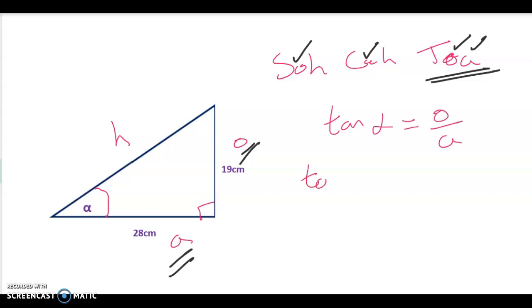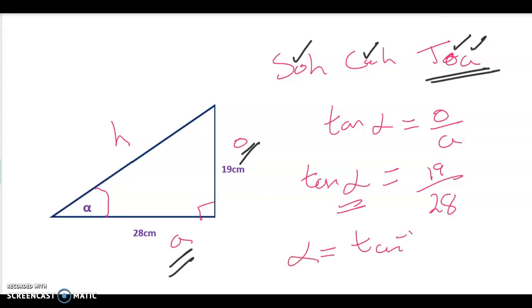Substitute everything in. So tan of alpha, which we don't have, is equal to opposite, which is 19, and adjacent, which is 28. And as with the sine and the cosine, to get alpha on its own, we have to do our inverse. So alpha is equal to tan inverse of 19 over 28. Remember, to get your inverse, you use the shift button on your calculator, or it could say second function. So mine is shift tan, put my fraction up, 19 over 28 is equal to 34.2 degrees.